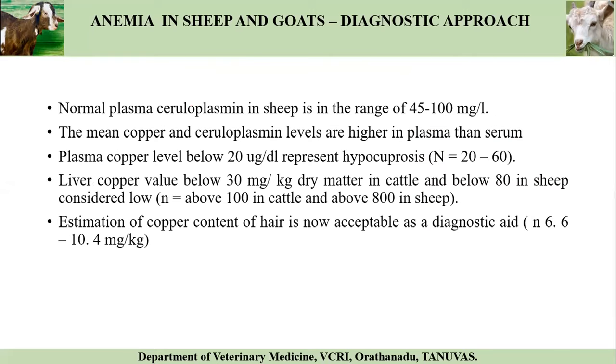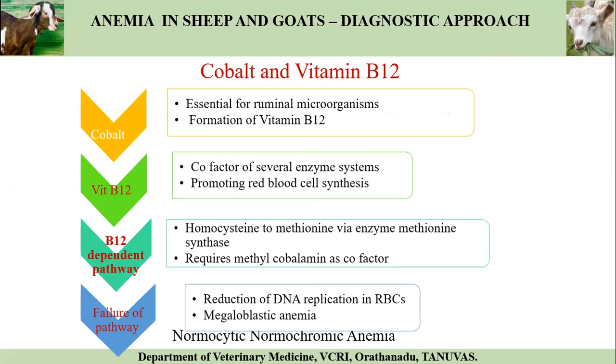So what is the normal plasma ceruloplasmin content in the sheep? It ranges from 45 to 100 microgram per liter. If the plasma copper level goes below 25 microgram per deciliter, it represents hypochromicity. The better estimation is the liver copper, and nowadays they are adding the estimation of copper content of the hair as a diagnostic test. Next, moving to the cobalt and vitamin B12.